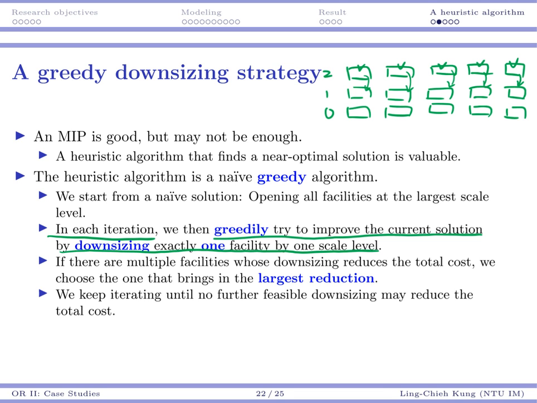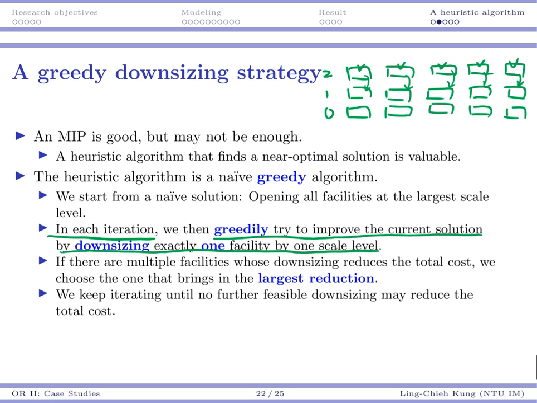That does not mean in an optimal solution we should downsize that facility, because we are not considering all the options in this iteration. But anyway, it's quite possible that if there is one downsizing option that is good at this moment, then it's also good in the whole picture. So we hope a local optimal is also a global optimal, even though it may not be always true.